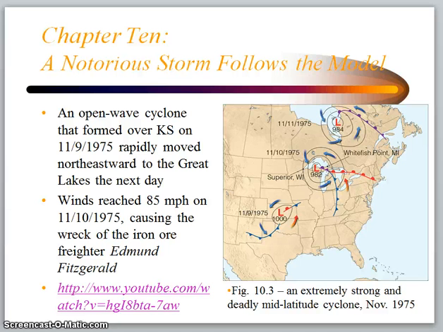Many of you probably are not old enough to remember this, but on November 10th, 1975, the winds associated with this howling mid-latitude cyclone, as it was right over the western part of Lake Superior, were strong enough to topple an iron ore freighter, which was sailing across Lake Superior, called the Edmund Fitzgerald.